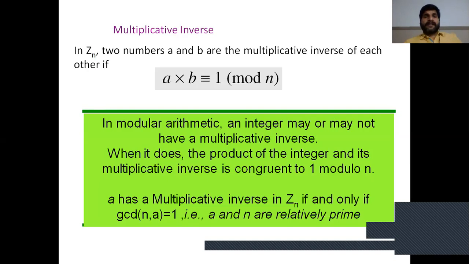Multiplicative inverse: in Zn, two numbers a and b are multiplicative inverses of each other if a cross b is congruent to 1 mod n. In modular arithmetic, an integer may or may not have a multiplicative inverse. When it does, the product of the integer and its multiplicative inverse is congruent to 1 modulo n. So we can say a has a multiplicative inverse in Zn if and only if GCD of n and a equals 1. That is, a and n are relatively prime.